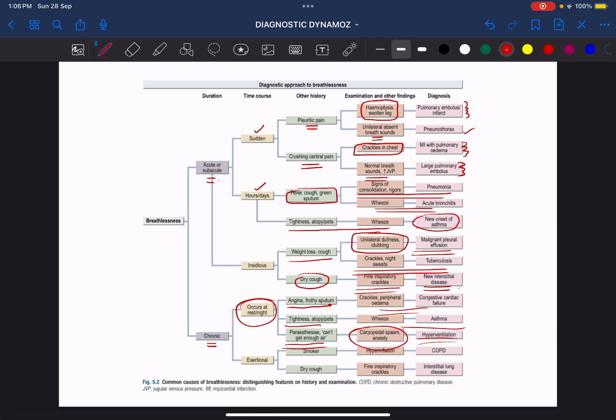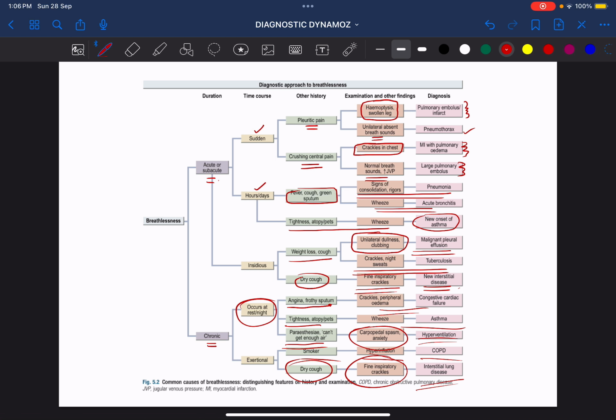Then exertional breathlessness, smoker, hyperinflated lung, think about COPD. Again, dry cough with fine inspiratory crackles, interstitial lung disease. Interstitial lung disease is of chronic etiology, but the patient can have an acute exacerbation and present with acute onset breathlessness. So always remember fine inspiratory crackles and dry cough. Then angina, frothy sputum, crackles, peripheral edema: congestive cardiac failure, impending pulmonary edema. Fever, cough, green sputum, think about consolidation pneumonia. Pleuritic pain, hemoptysis, swollen leg, remember pulmonary embolism or infarct. And if chronic breathlessness is exacerbated during the night, again pulmonary edema, impending cardiac failure.